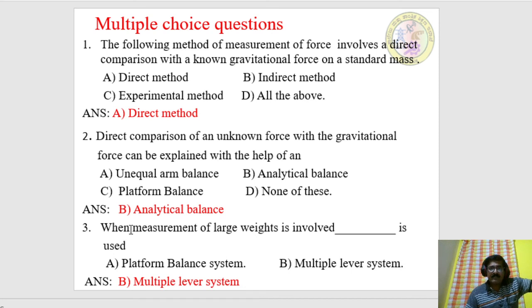Third question, when a measurement of large weights is involved, dash is used. The options are a platform balance system, multiple lever system. A platform balance system can be used whenever smaller weights are involved. When we want to measure larger weights, definitely the multiple lever system is used. The answer is B.